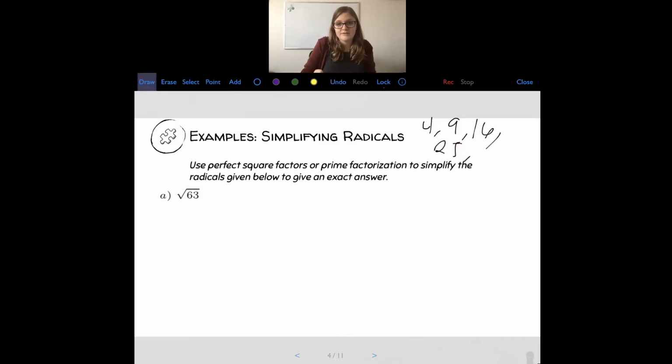So we write our factors of 63. I always start with 1 times 63, and then I go up from there. So 3 goes into 63, 21 times, 4, 5, 6, and 7 times 9. So looking at these factors, 1 times 63, 3 times 21, 7 times 9. The factor 7 times 9 has a perfect square, with our perfect square being 9.